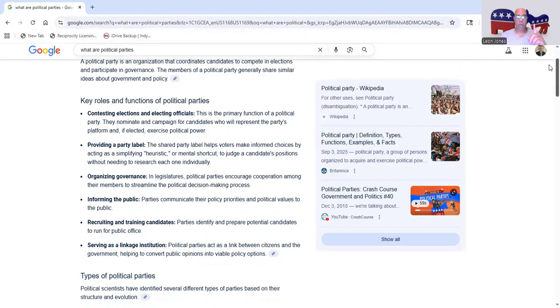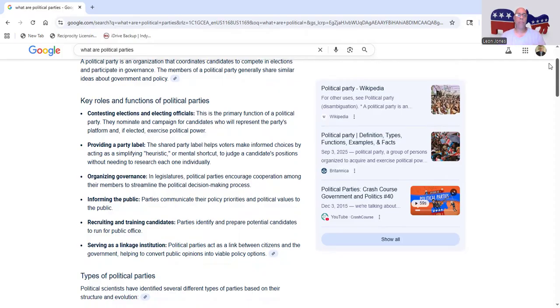Now, let me give you the key roles and functions again. You contest elections and the election of officials. This is the primary function of a political party. They nominate and campaign for candidates who will represent the party's platform and, if elected, exercise political power. Providing a political label.